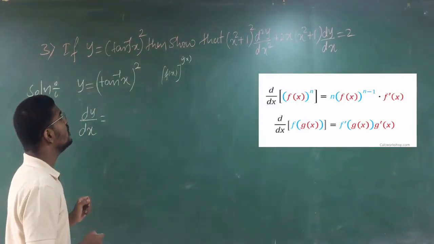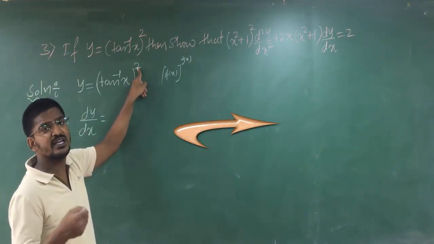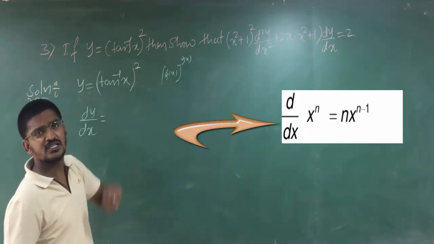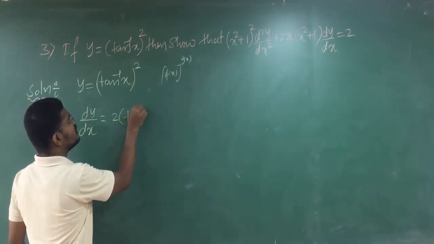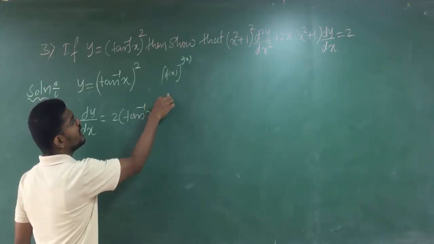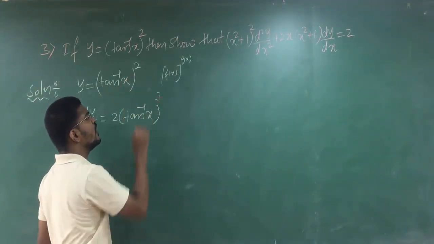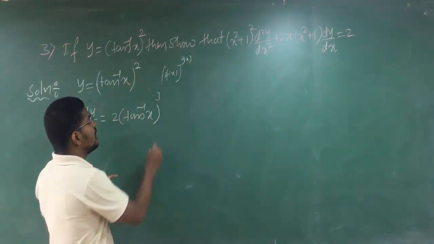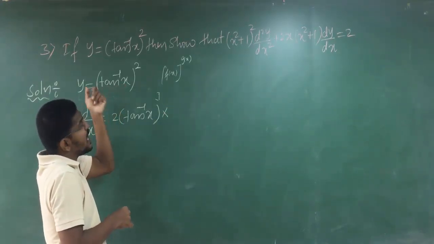According to the chain rule, first you have to differentiate the power. As you all know, what is the differentiation of x raised to n? n into x to the power of n minus 1. So for that reason, 2 into (tan inverse x) to the power of 2 minus 1, which will be 1. So no need to write 1. Clear? After differentiating the power, multiply the term with the differentiation of tan inverse x.